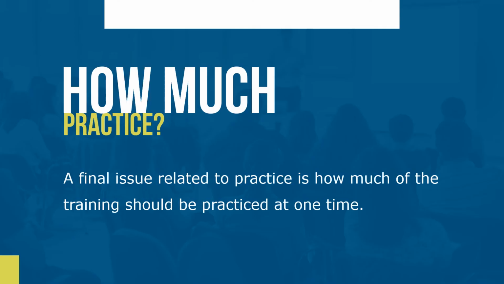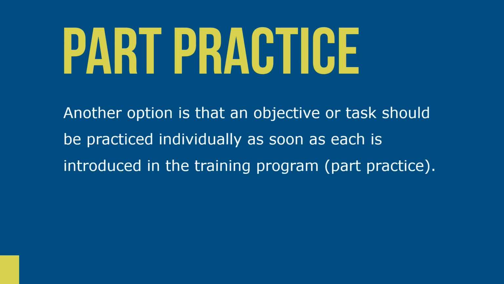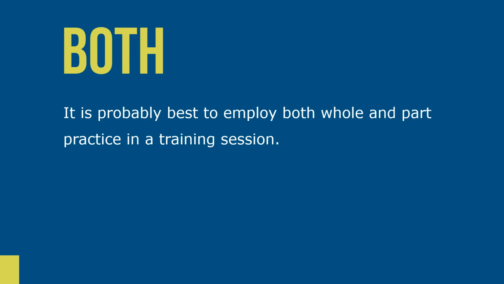A final issue related to practice is how much of the training should be practiced at one time. One option is that all tasks or objectives should be practiced at the same time, known as whole practice. Another option is that an objective or task should be practiced individually as soon as each is introduced in the training program, known as part practice. It is possible to best employ both whole and part practice in a training session. Trainees should have the opportunity to practice individual skills or behaviors. If the skills or behaviors introduced in a training session are related to one another, the trainee should demonstrate all of them in a practice session after they've been practiced individually.